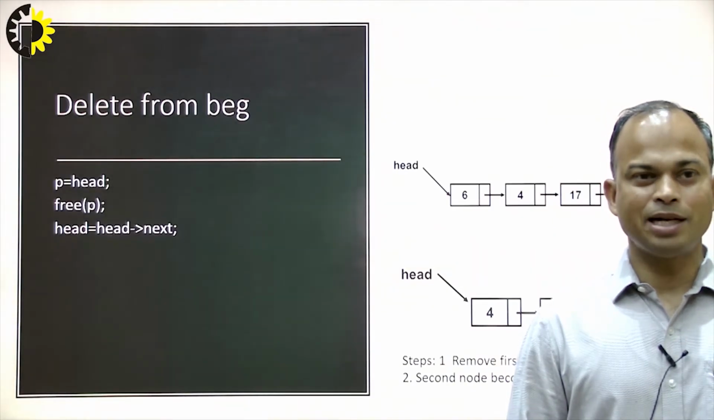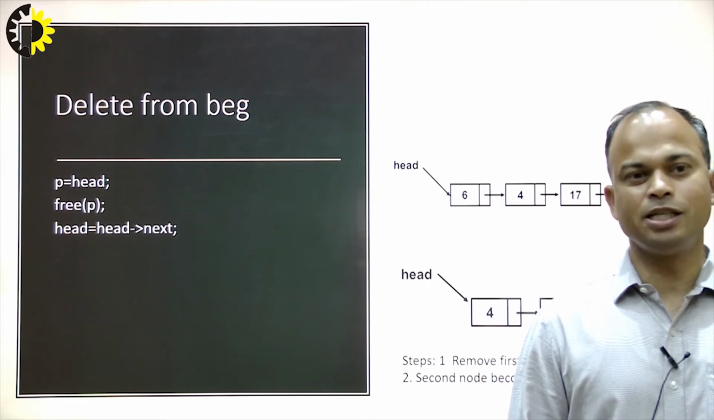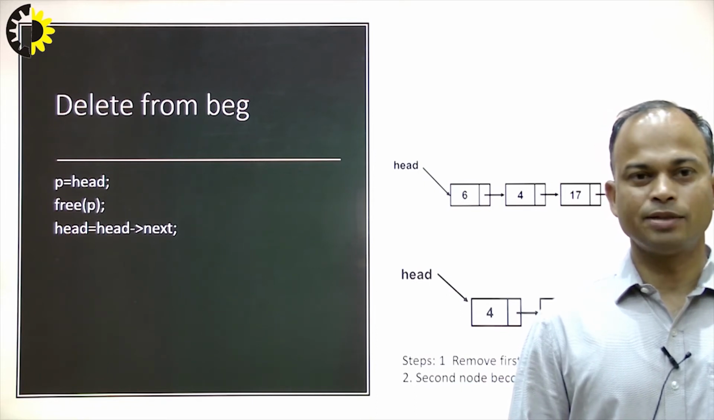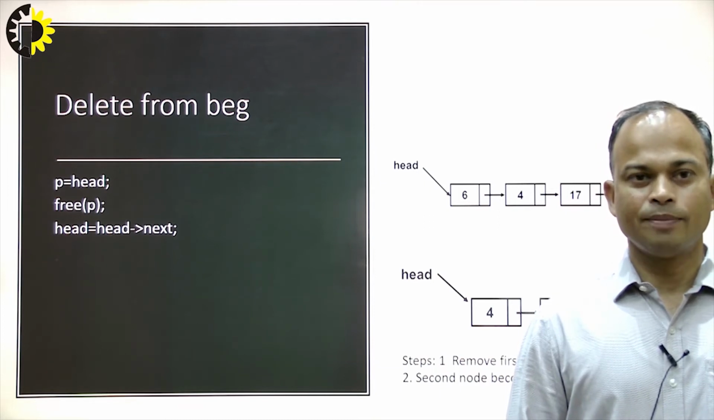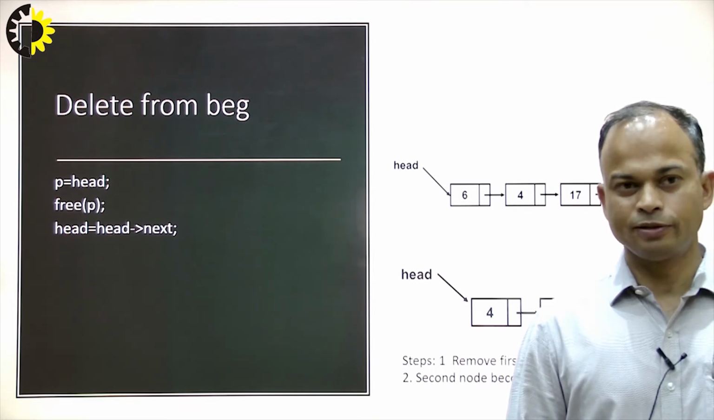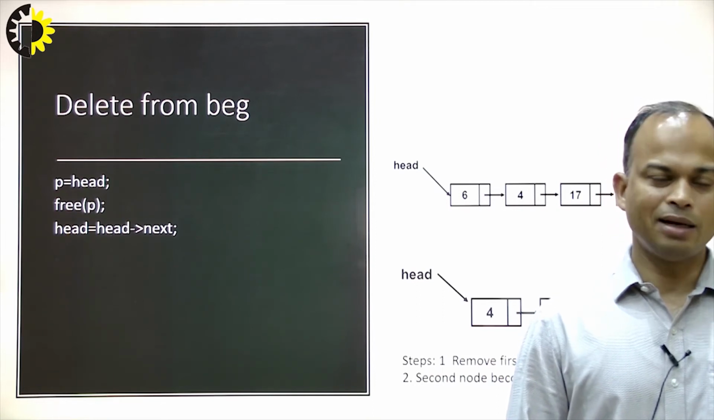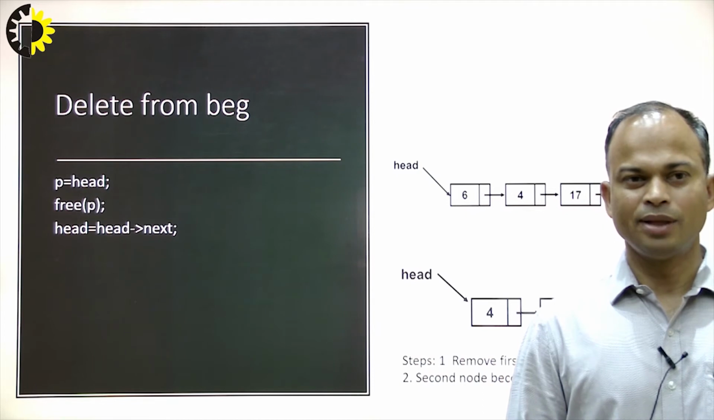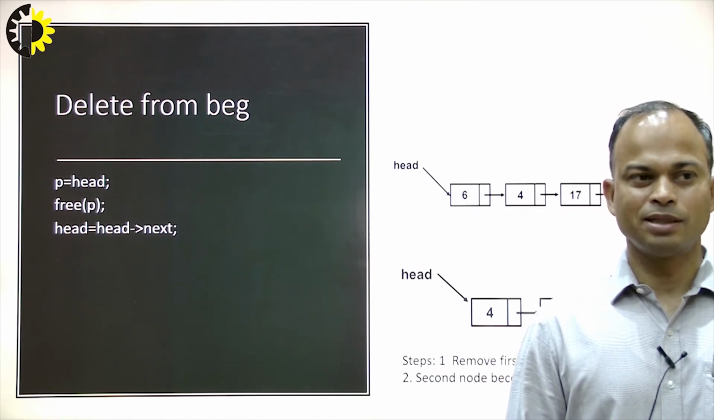Now we have delete from beginning. Delete from beginning is a very easy job. In the top diagram, we have a total of 4 nodes. The first value is 6, the second value is 4, the third value is 17, and the last value is 42. And we want to delete the first node. So for the deletion purpose, we can use the free function.